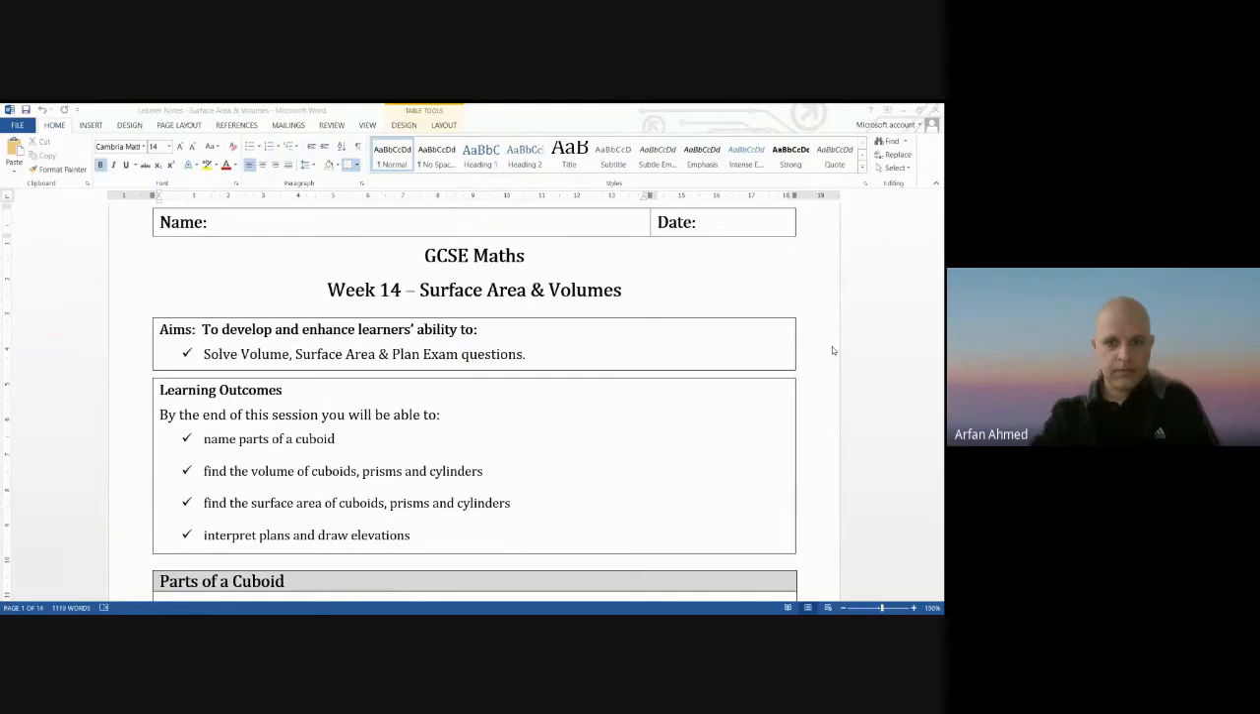This is for week 14, surface area and volume of simple 3D shapes. Let's go straight into the notes. Okay, so these are the notes. Again, you can find these in Google Classroom, or if you don't have them, just ask me and I'll print them out for you in class.